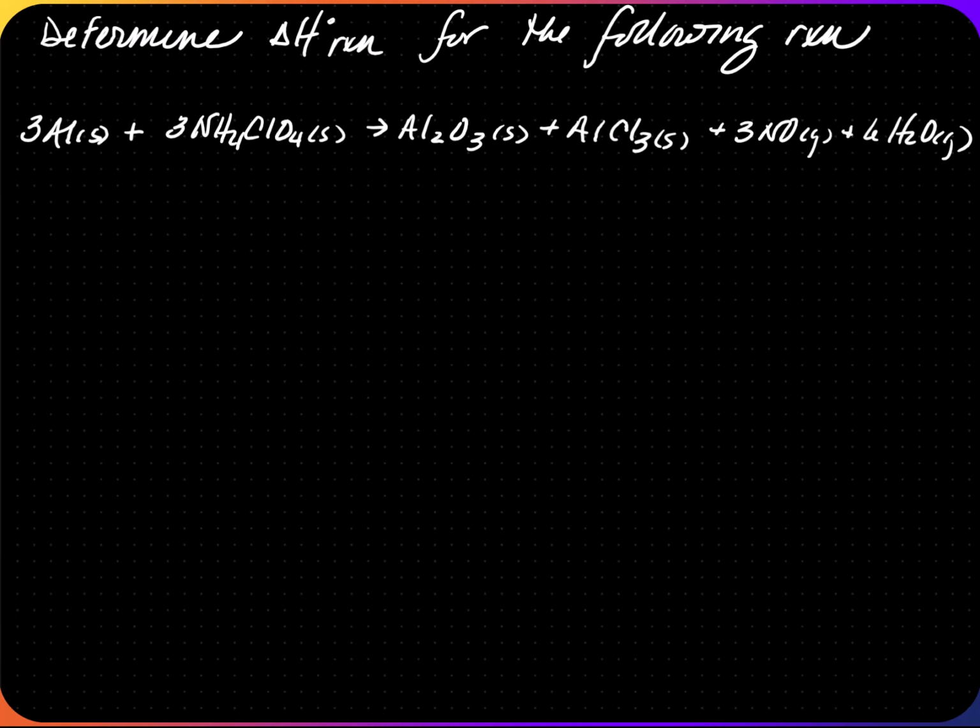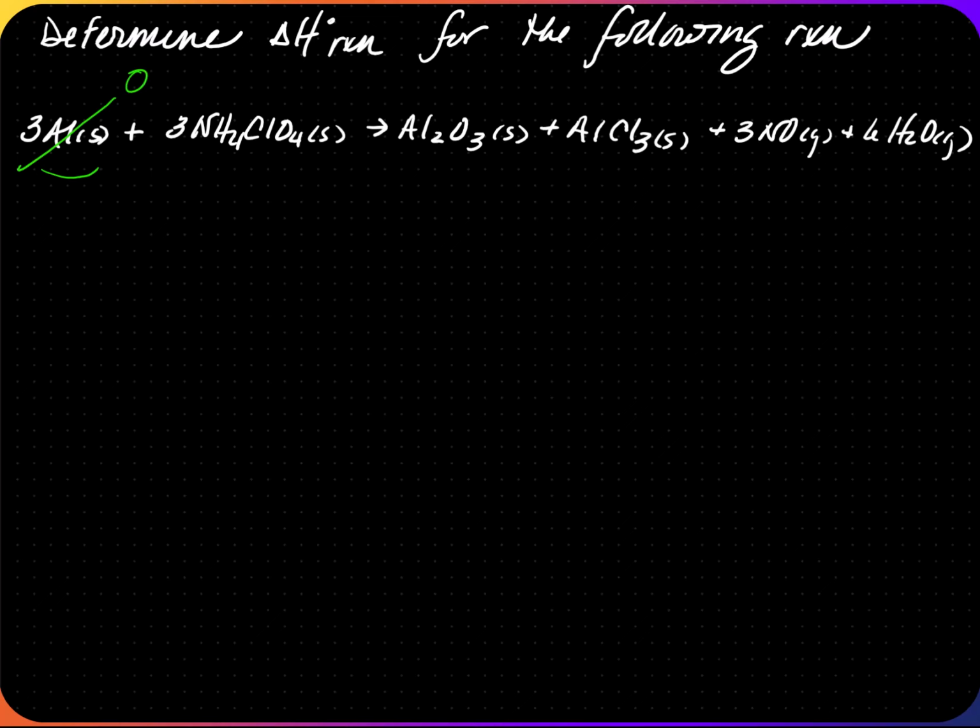So here we're going to determine the delta H naught reaction for the following reaction. All of these values will be provided for you unless they're in the elemental state. If they are in the standard elemental state, you should know it has a value of 0. So for example, here, aluminum at room temperature is a solid, so the value is going to be 0. And that's the only one that's going to cancel out.